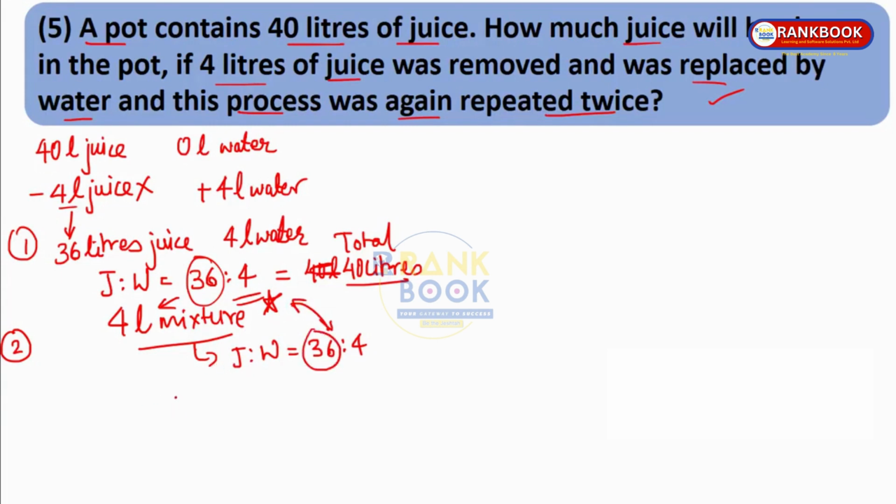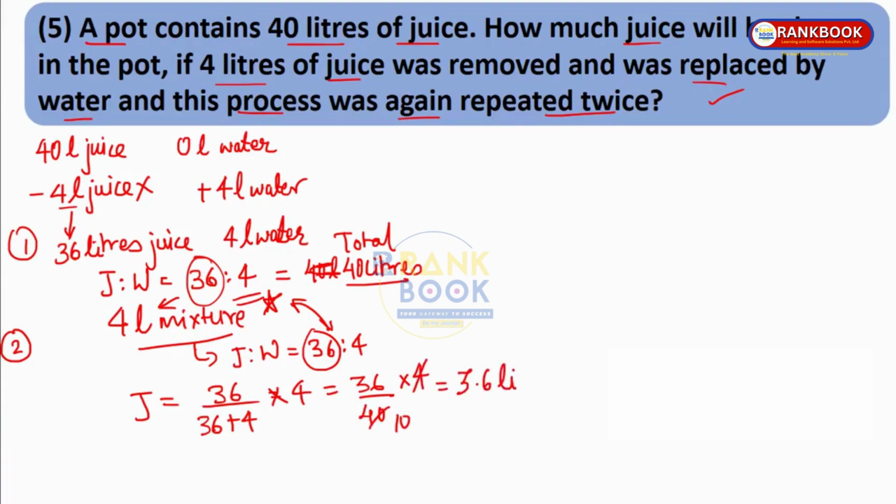Let us see how to find out the share of juice. What is the ratio of juice? 36 divided by 36 plus 4, multiplied by the total amount of mixture that was removed, which is 4 liters. What do we get? 36 upon 40 multiplied by 4, so 3.6 liters of juice was removed. If 3.6 liters was juice, water was 0.4 liters, correct?